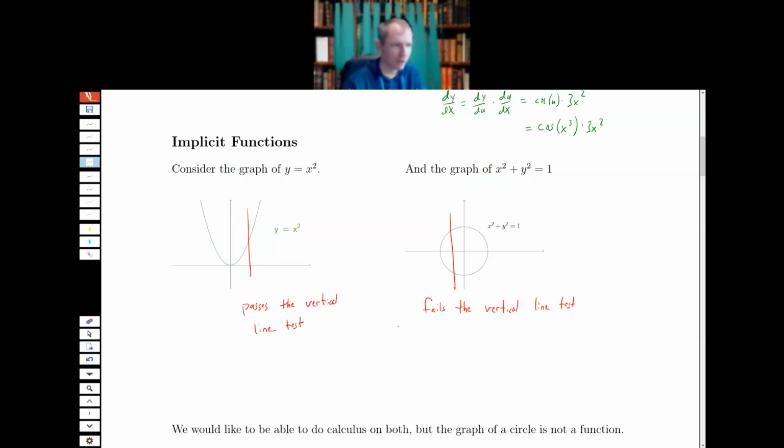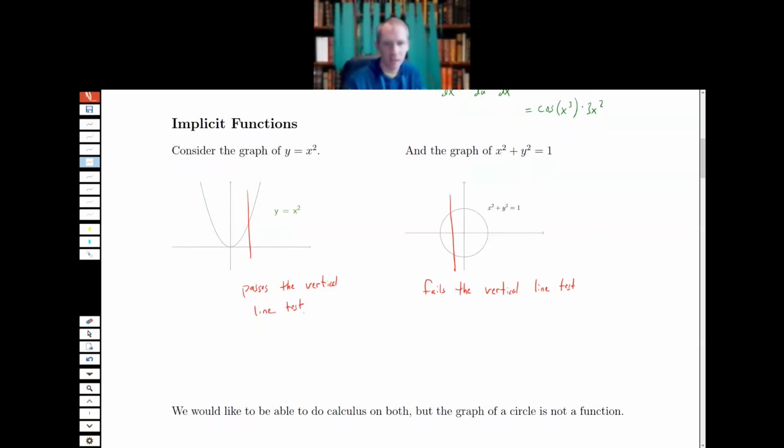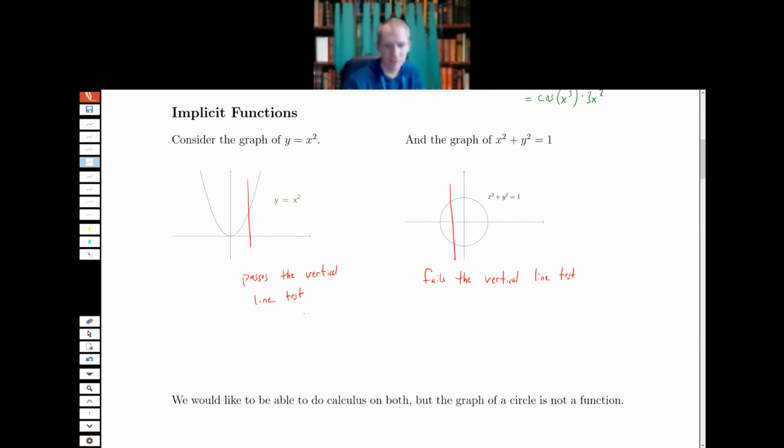This seems a little bit unfair. These are both very simple shapes, but because the parabola I can write as a function, because it passes the vertical line test, I can do all of my calculus on it. And because the circle fails the vertical line test and is not a function, I can do none of my calculus on it. And that seems unfair, and it seems like a real limitation. If an object as simple as a circle is too complicated for calculus, then calculus is kind of weak. So what we want to do is be able to do calculus on both, and we need to get around this limitation of the circle not being a function.